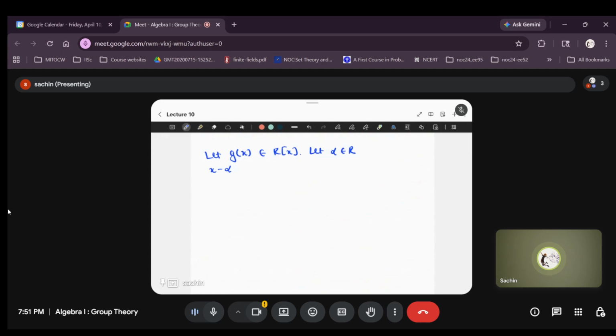x minus alpha belongs to R of x. By x minus alpha, we mean x plus minus of alpha. That belongs to R of x. And this is monic. So we can divide g by x minus alpha.